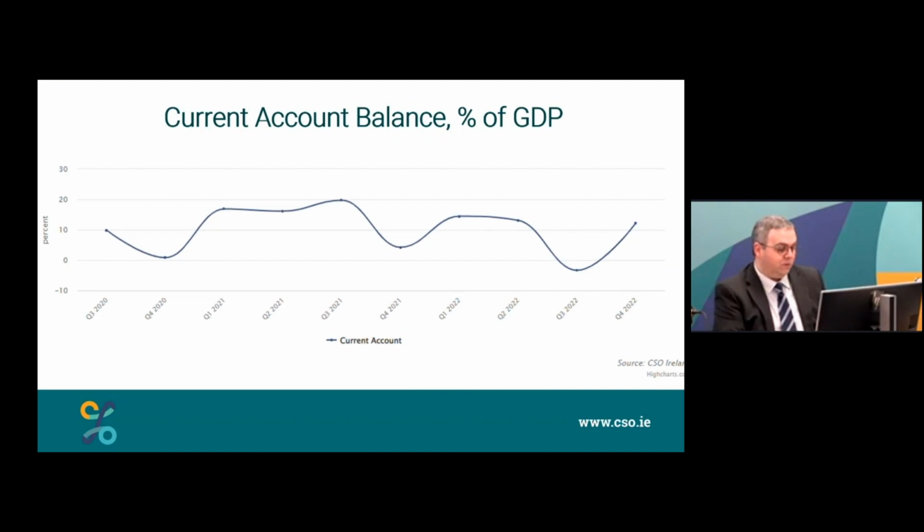Moving to the quarter, we see here our headline figure, which is the current account balance as a percentage of GDP. With reduced IP imports again this quarter, we can see a return to levels similar to Q1 and Q2 of this year. And so we have our current account balance of 15.8 billion euros or 12.2% of GDP.